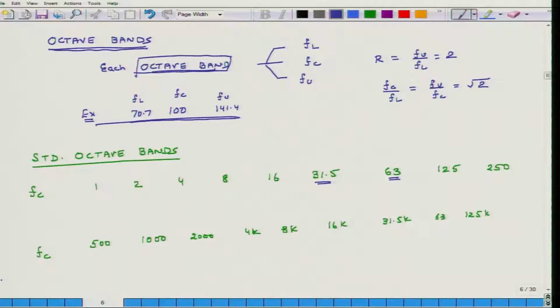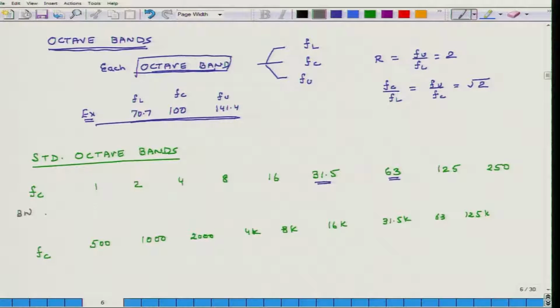So, these are the central frequencies of different octave bands. If I have to calculate the upper and lower frequency limits for the 2000 hertz band, then its upper frequency limit will be 2000 times 1.414 and its lower frequency will be 2000 divided by 1.414, and the ratio of upper and lower will still remain 2. Now, each band is identified by a band number.